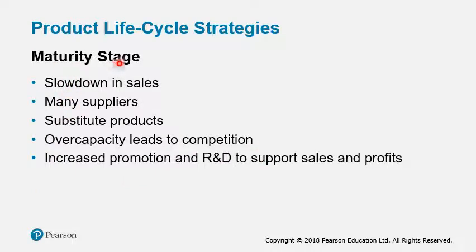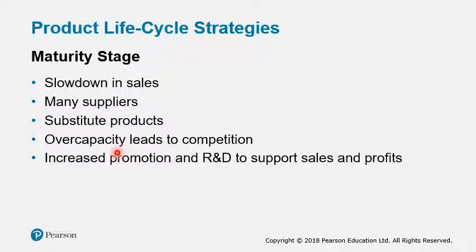The third stage is maturity, where you will see a slowdown in sales, with many suppliers to supply the products and also the raw materials for your product. And then there are a lot of substitute products, and you will also normally have overcapacity. Overcapacity means that, because sales are going slower, your factory keeps on producing, because your factory may think that you are still in the growth stage, right?